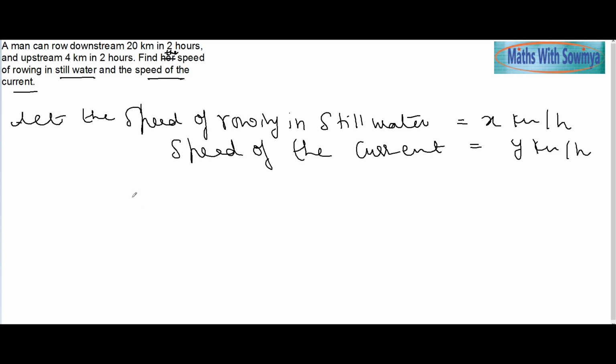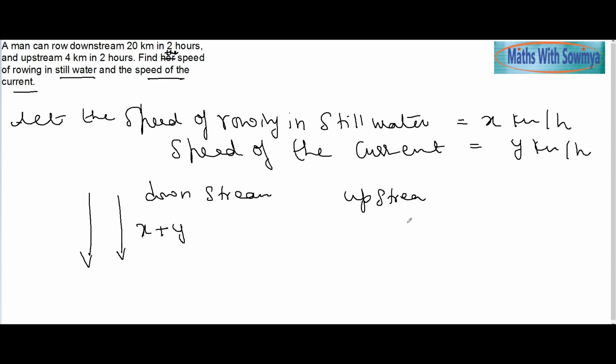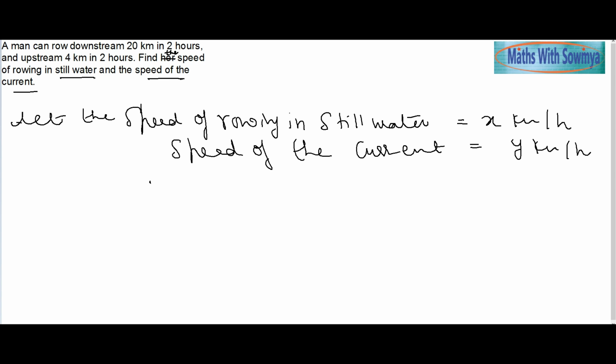Now, whenever we go downstream, water also flows, so it will always be added. Still water is getting added to the speed of the current. This is always in the downstream. Whenever we see upstream, it is still water minus the current, because still water speed will always be greater than the upstream speed. Better you remember this way: always take the still water first.